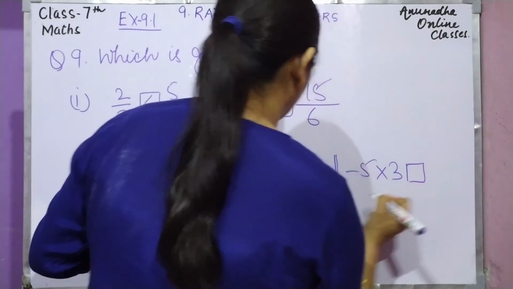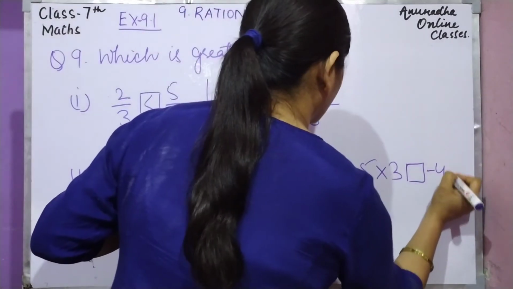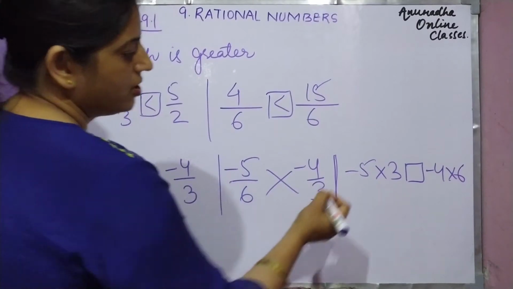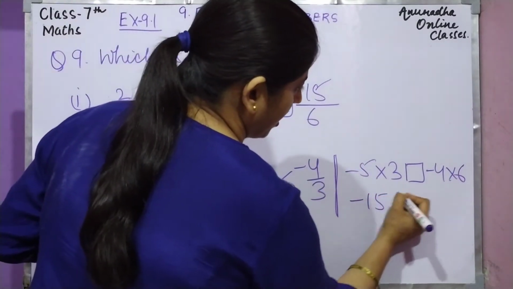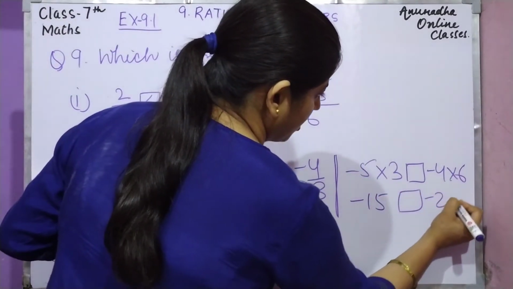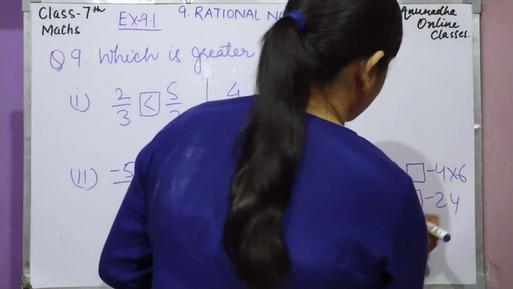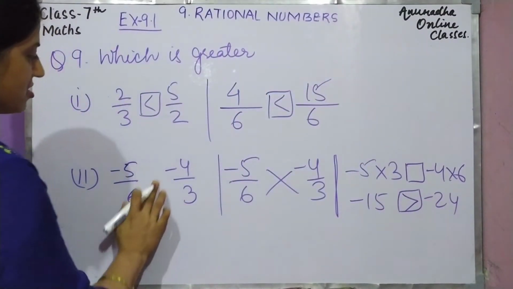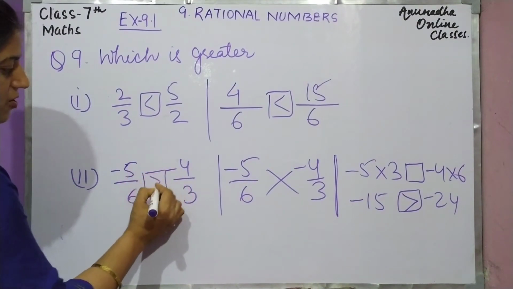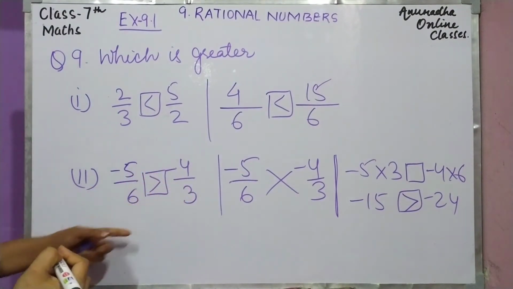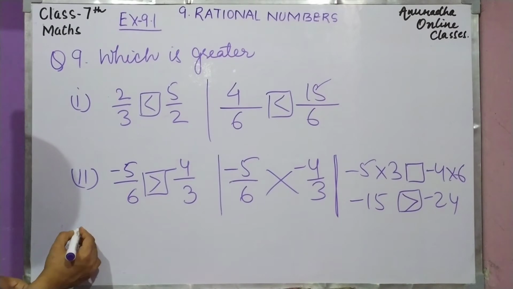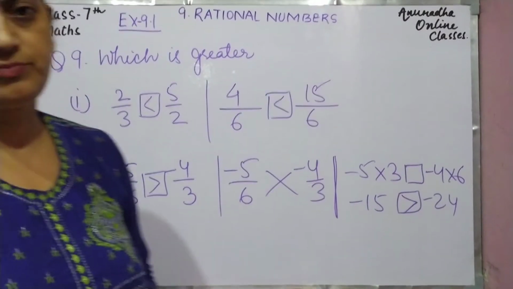and box I have made, this is minus 4 into 6, right? So what will you get? Minus 15, and here you will get minus 24. Which is greater? Minus 15 is greater. So children, this side is greater, that means this one. Okay, let's come to the next, the third part.